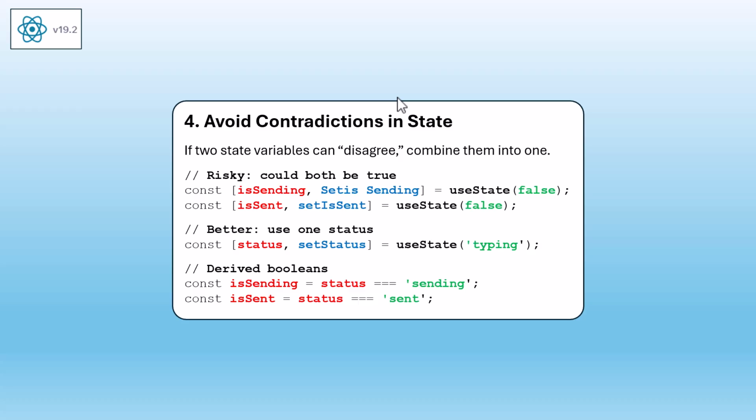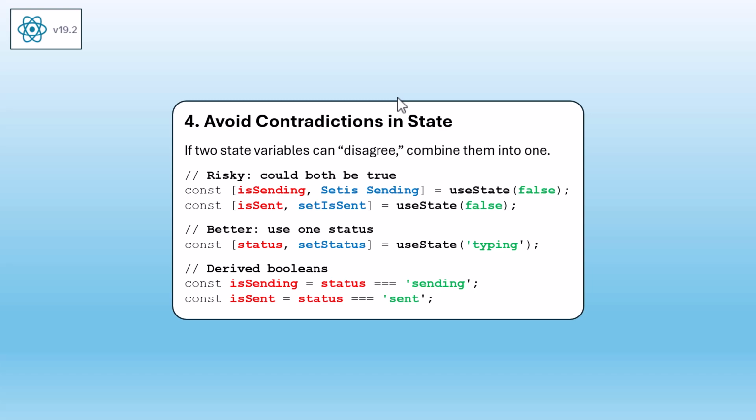4. Avoid contradictions in state. Imagine a form that keeps track of whether a message is currently being sent and whether it has already been sent. If you store both of those as separate variables, there's a risk that they could both end up being true at the same time, which doesn't make sense logically.